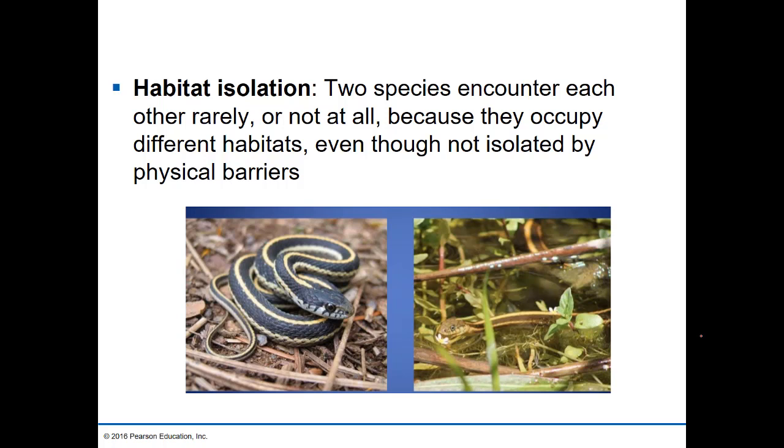Habitat isolation would be where two species encounter each other rarely or never because they occupy different habitats, even though they're not necessarily isolated by a physical barrier. So there's not like a mountain or a canyon that prevents these two snakes from overlapping. It's just that one is found on land, it's terrestrial, and the other, these are little garter snakes, is found in an aquatic environment. And so they're not going to encounter one another because one avoids the water and one avoids the land. If you stuck them together and forced them to mate, they probably could. But with this habitat isolation, they're located in different habitats, and so they're not going to encounter one another in order to produce viable offspring.